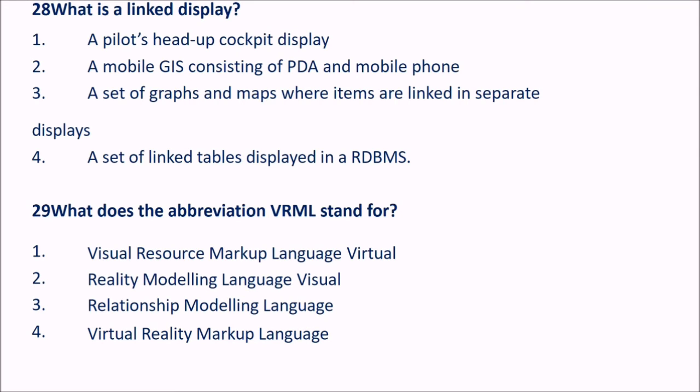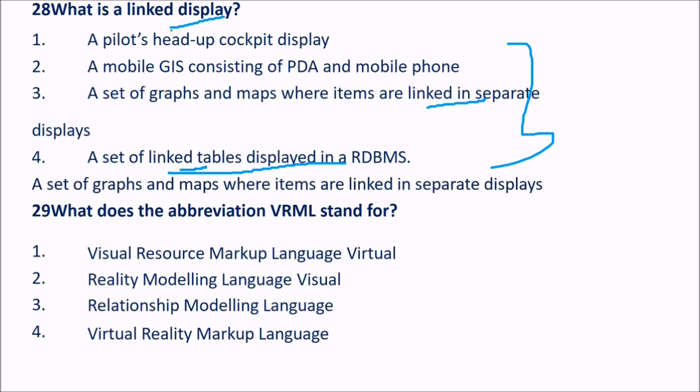Next is, what is linked display? A pilot's head-up cockpit display, a mobile GIS consisting of PDA and mobile phone, a set of graphs and maps where items are linked in separate displays, a set of linked tables displayed in an RDBMS. What is the answer? What is a linked display? Yes, you got it right. The answer is a set of graphs and maps where items are linked in separate displays.